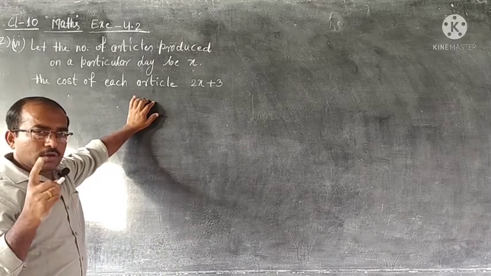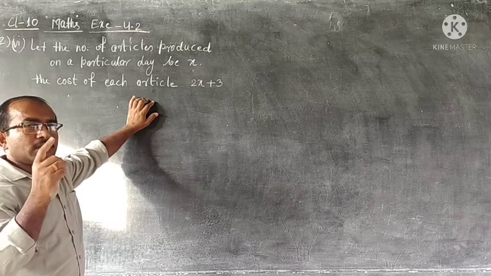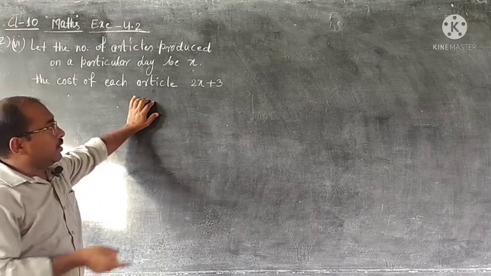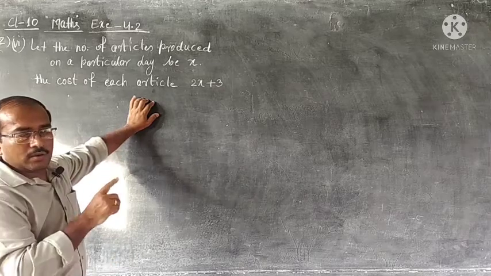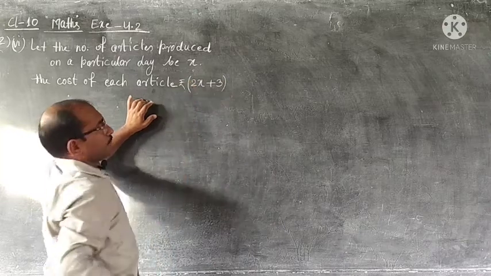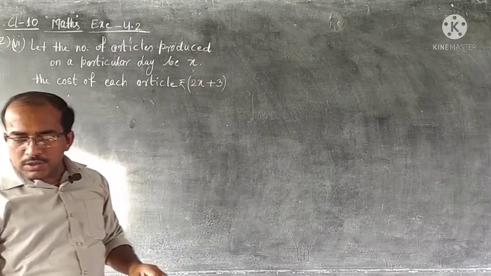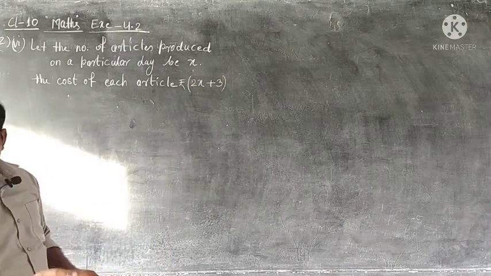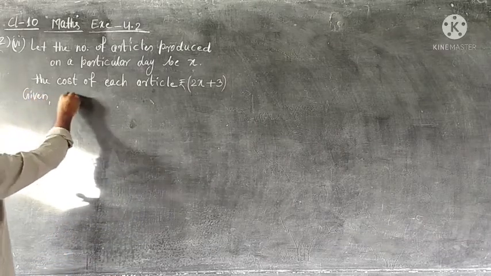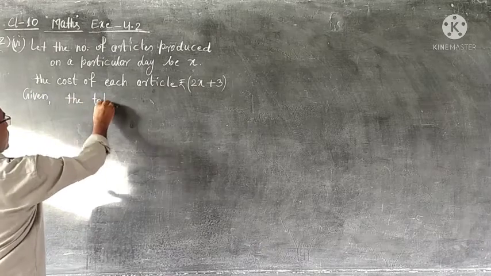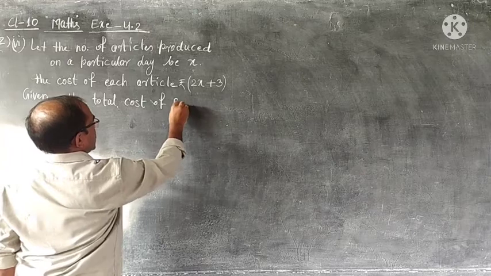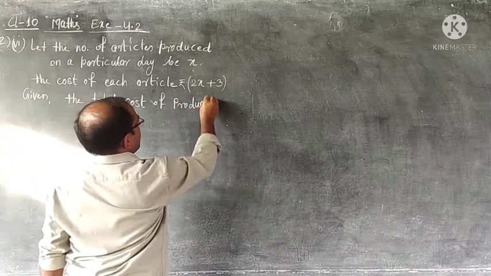Once more, the cost of each article is 3 more than twice the number of articles purchased. So 2x plus 3 we got. It is the cost, in rupees. Now the total cost of production on that day is 90. Given the total cost of production is how much? 90 rupees.